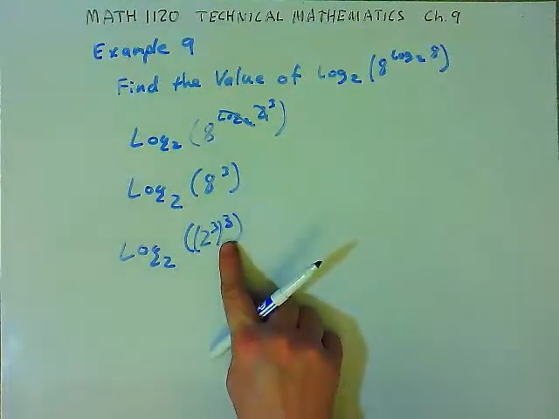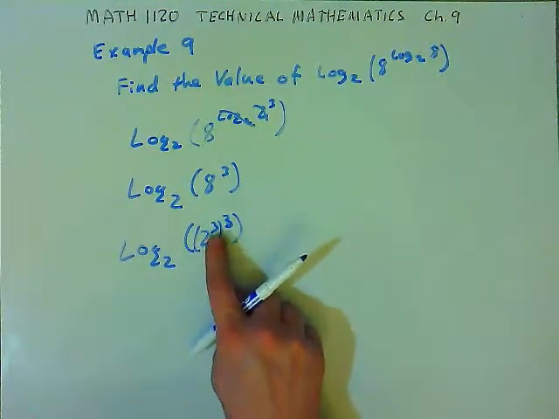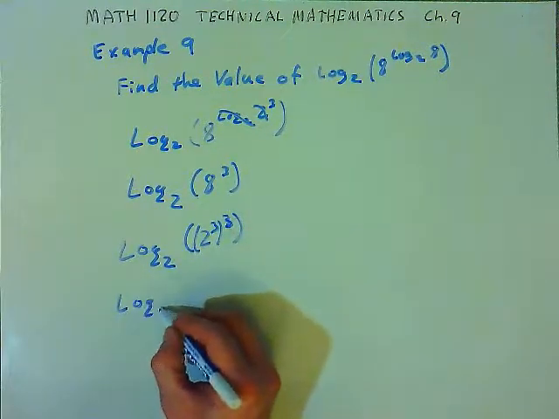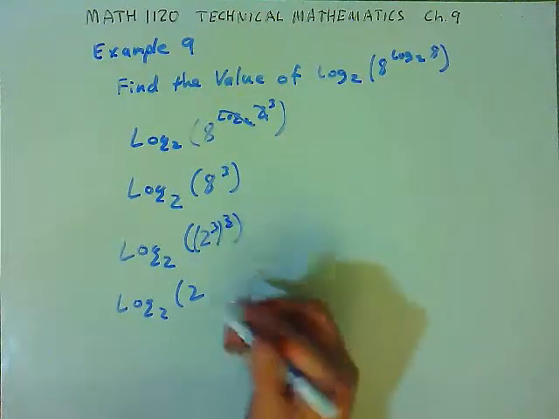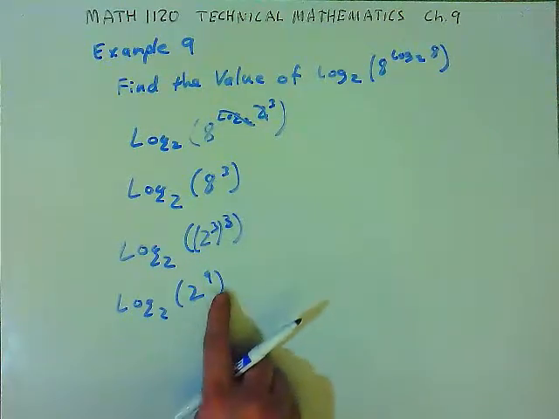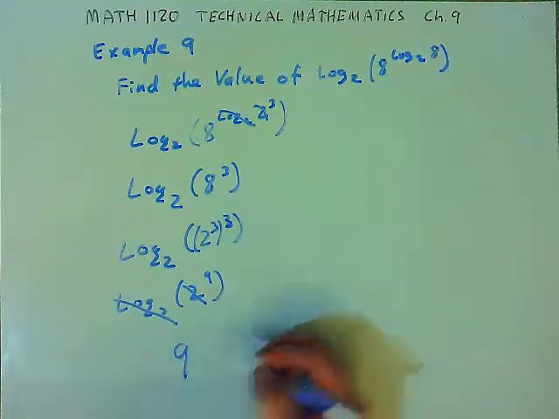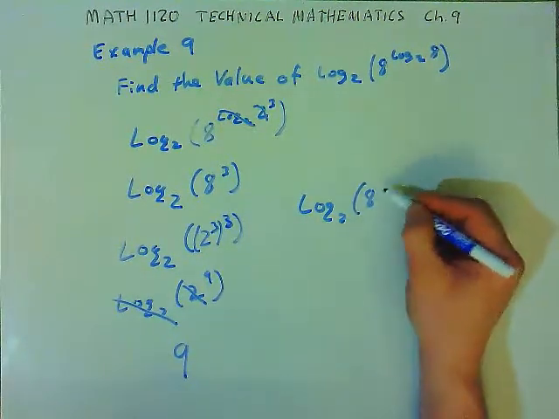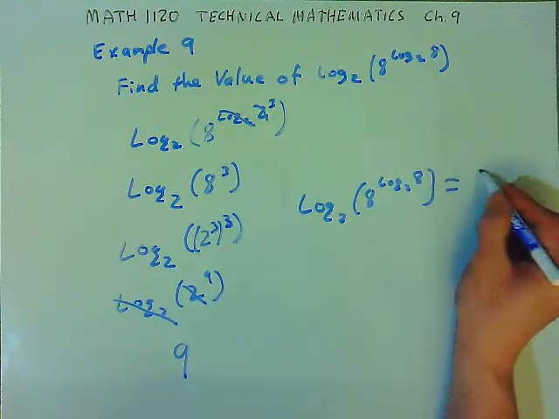Okay? And so the rule for exponents, again, when we have an exponential being raised to another power, we multiply the exponents. So the log base 2 of 2 to the third power raised to the third power is going to be 2 to the 9th. And now I have log base 2 of 2 to some power. The log base 2 and the 2 cancel, and we're going to be left with just 9. And so the log base 2 of 8 to the log base 2 of 8 power is equal to 9.